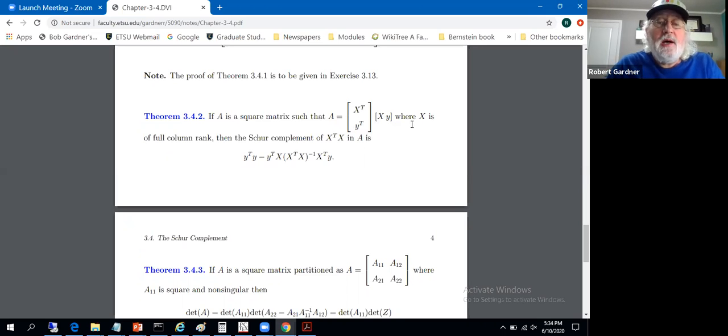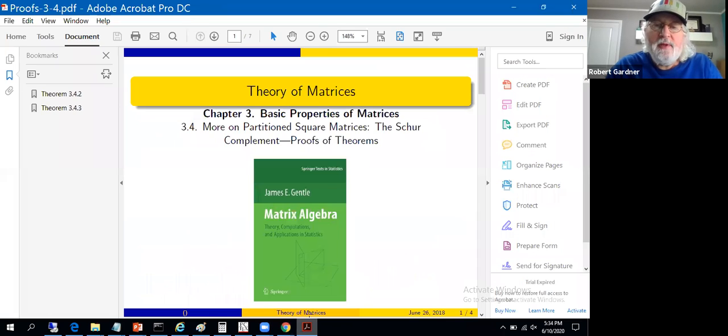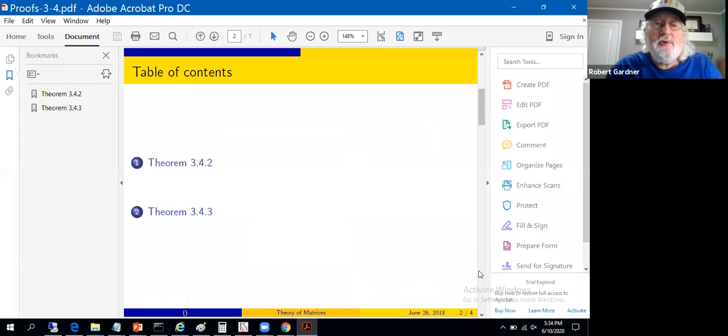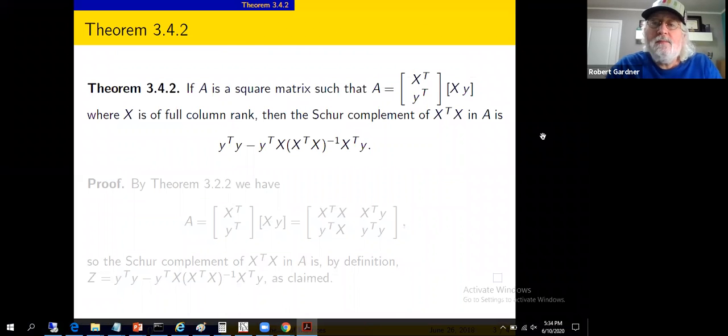The claim is, given X is a full column rank matrix, the Schur complement of X transpose X in A is this thing here. Okay, all we need to do is this multiplication, express A in terms of that, and then compute the Schur complement. So let's watch that happen. Section 3.4, the proofs. Okay.